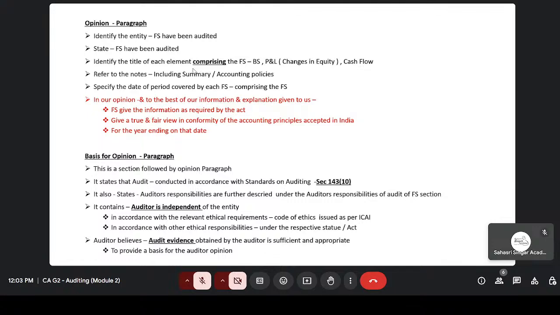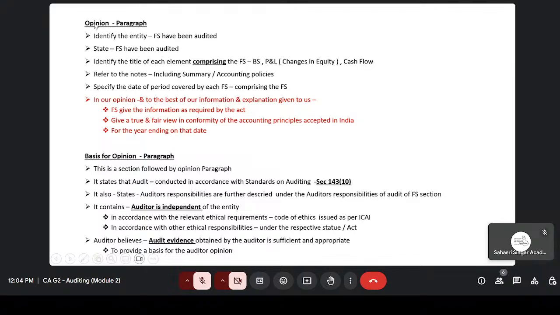Finally, in our opinion, to the best of our information and explanation, because management is the one giving you the explanation and presenting the financial statements, you are getting all these things. Whatever information and explanation was given to us, you are ensuring that the financial statements give the information as required by the Act. For example, if it's a company, you have to follow the Companies Act. At the end of the day, it should give a true and fair view in conformity with the accounting principles accepted in India, because you are preparing the financials based on the accounting standards in India. If it is an international company, you have to follow Ind AS, which is totally different. But if it's a normal company, it gives a true and fair view in conformity with principles accepted in India for the year ending on the date.